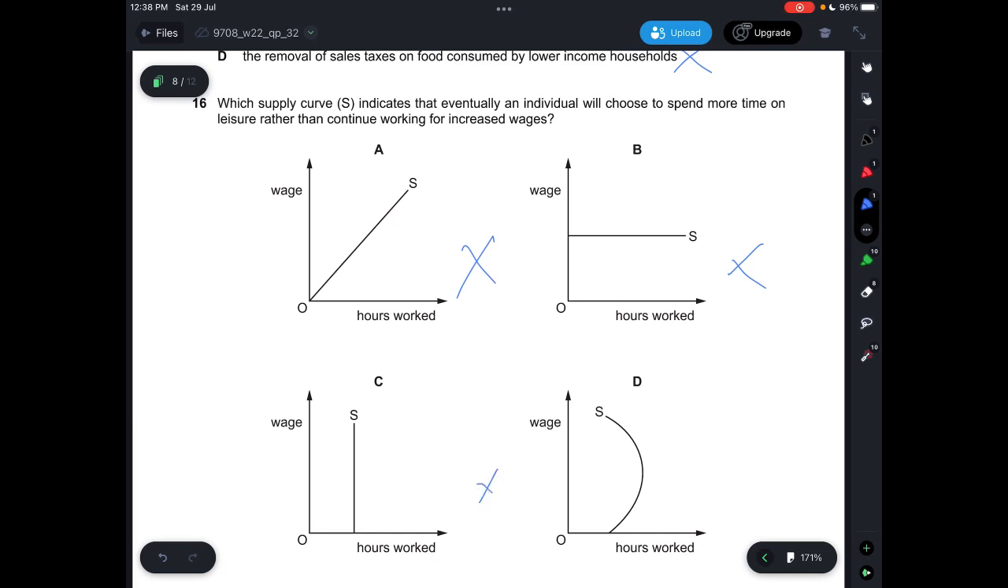And D, you see that originally, let's say the hours worked was 3, and then the maximum point would be 5, and then it drops back to 3 again. So if this is the case, that means that even though there are higher wages, people would rather spend fewer hours working, because they would rather spend more time on leisure. So the answer for this one is D.